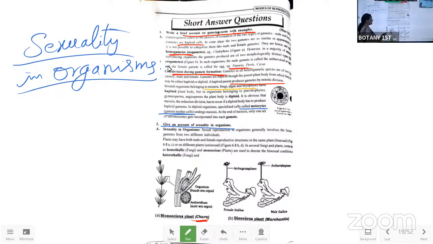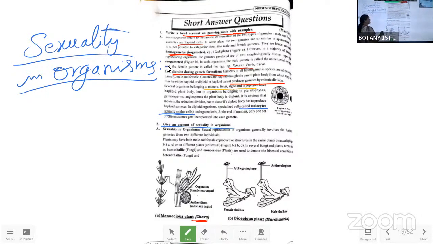Whenever these sex organs are formed, they will make the gametes, that is the male gametes and the female gametes. And these two gametes will fuse to form a diploid zygote. Sometimes these gametes are produced from the same individual, otherwise from different individuals, that is male thallus and female thallus. Otherwise, the male organism and female organism are different.